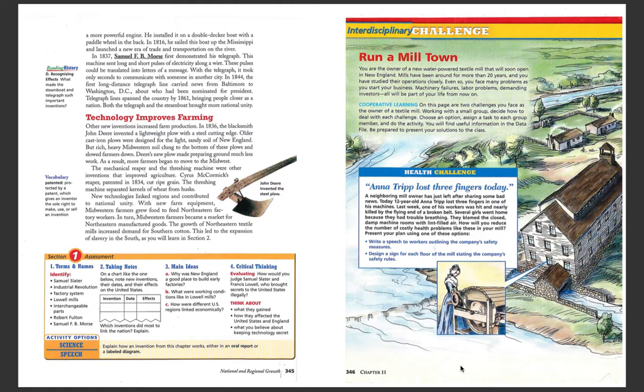These new technologies linked regions and contributed to national unity. With new farm equipment, Midwestern farmers grew food to feed Northeastern factory workers. In turn, Midwestern farmers became a market for Northeastern manufactured goods. The growth of the Northeastern textile mills increased the demand for Southern cotton. This led to expansion of slavery in the South, as you will read in Section 2.